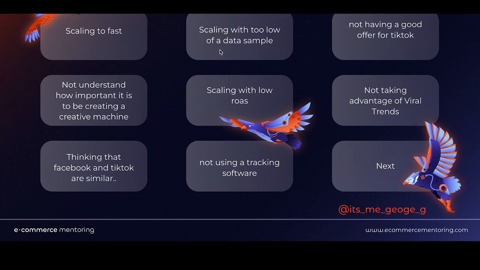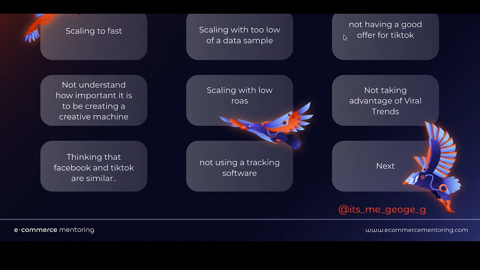The next thing is scaling with a low ROAS. So I mentioned, guys, if you have 5 to 10 sales, but your ROAS is a 1.8 or a 1.9, this is still not scalable results, because as soon as you add more budget, the ROAS will start dropping. Next thing is not using a tracking software. As I said, TikTok is horrible at tracking conversions. So you need to use something like Triple Whale for you to have more accurate results.